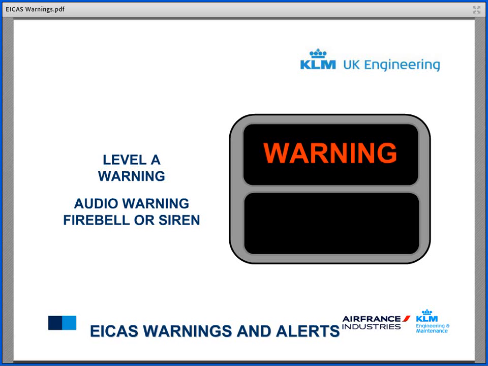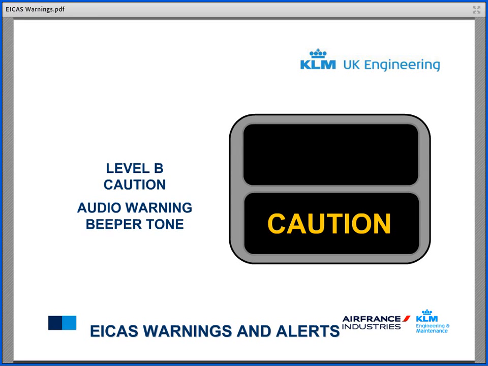Okay, for a level A, those attention getters are broken into two segments. The upper one is a level A warning message, and that's in red. And you can see you get an audio warning, fire bell or siren, if you get a level A warning, depending on which alert it is. The lowest segment is an amber yellow color, and that is a level B caution, which will also be accompanied by an audio warning or beeper tone.